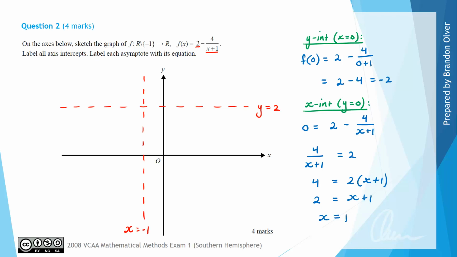And now that we have all that information, we can sketch our graph. So this is a hyperbola. It's got a 1 over x part in it. So the rest is just a transformation of that graph.